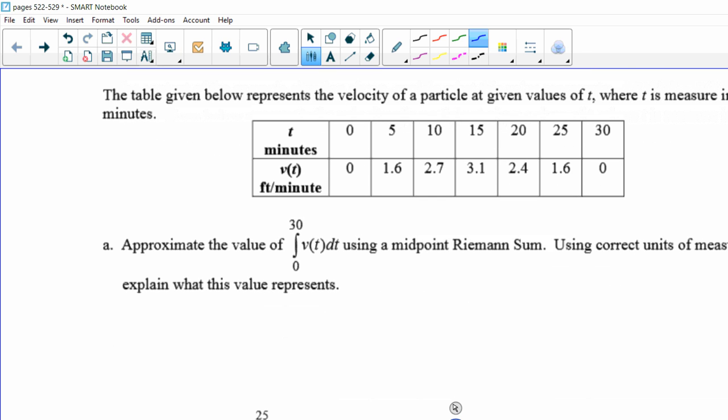The table given below represents the velocity of a particle at given values of t, where t is measured in minutes. Now again, this is velocity. Remember, Sparks is real big on reviewing all the time. He's in constant review mode. Approximate the value of the integral from 0 to 30 of v of t dt using a midpoint Riemann sum.